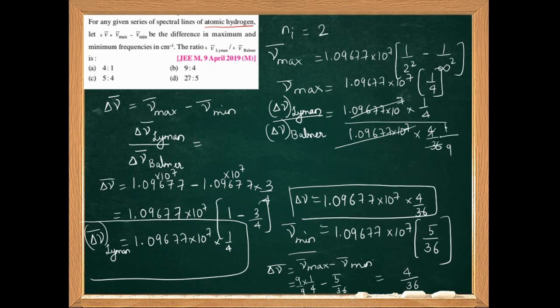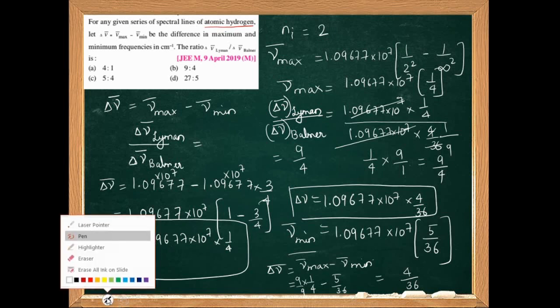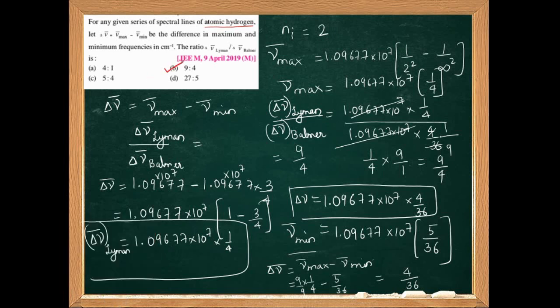So I have to multiply by the reciprocal. So this will be 1 upon 4 into 9 upon 1. So this will give us 9 upon 4. So the value of delta nu bar Lyman upon delta nu bar Balmer is equal to 9 upon 4. So which is the correct option? The correct option is option E.